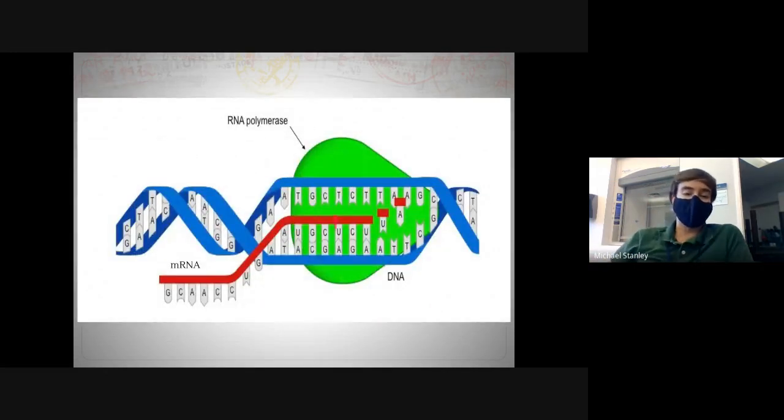So we have our DNA here, and then another enzyme comes along, opens it up, and starts copying mRNA. So again, if the DNA has a G, RNA is going to have a C. DNA has a C, RNA is going to have a G. DNA has a T, RNA is going to have an A. DNA has an A, RNA is going to have a... T? Nope, RNA is going to have a U.